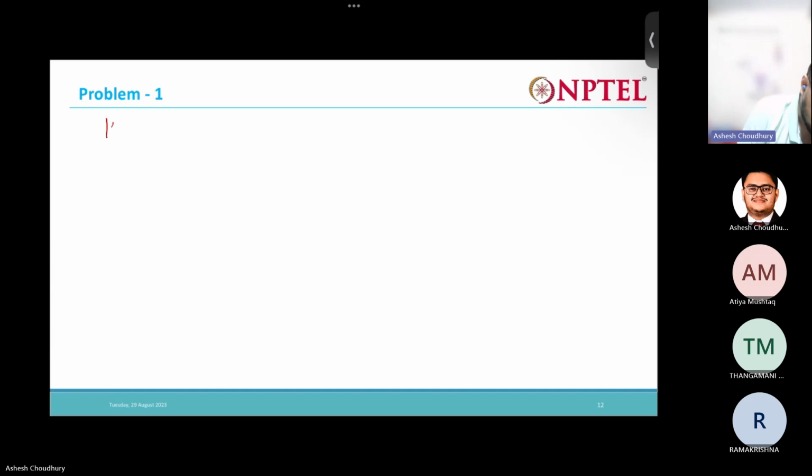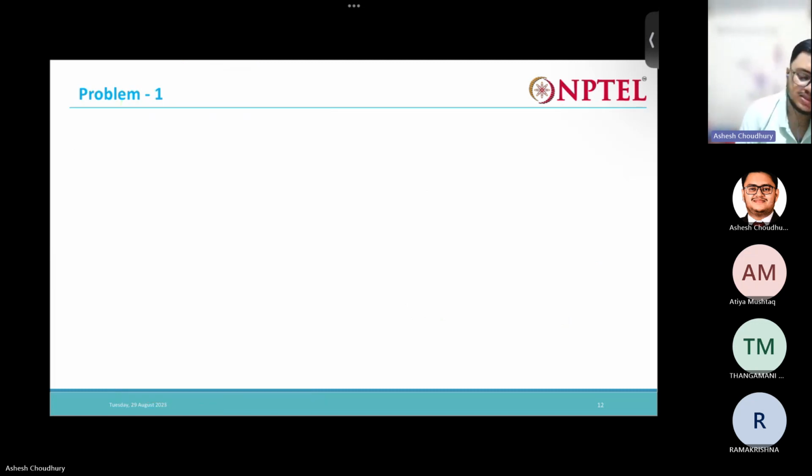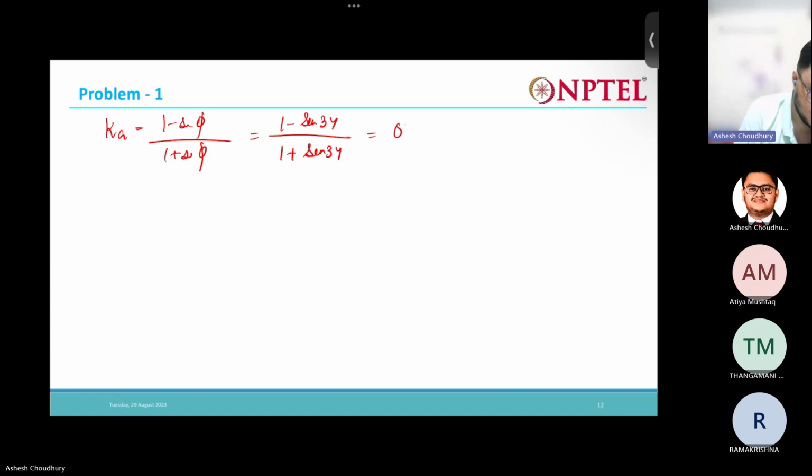Now let us calculate. K is (1 minus sine phi) by (1 plus sine phi). Now here, what is this phi? Phi is the backfill soil's phi, right? So (1 minus sine 34) by (1 plus sine 34). For the backfill soil, this phi is 34 degrees, and for the reinforced soil, the phi was 36 degrees. This will be 0.